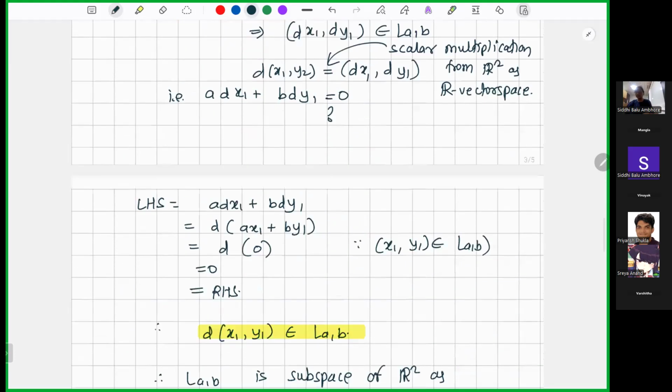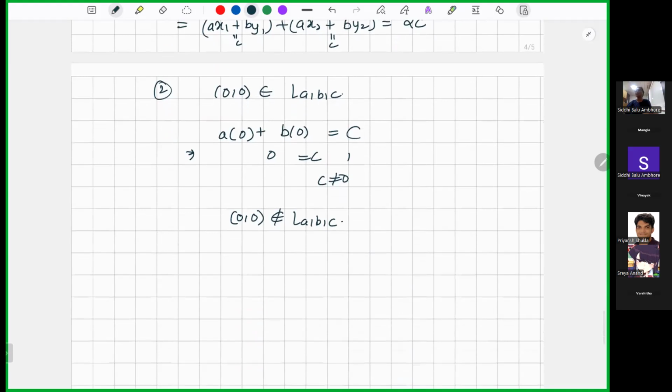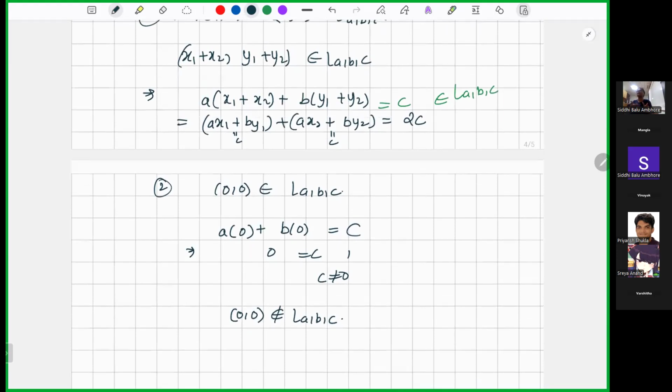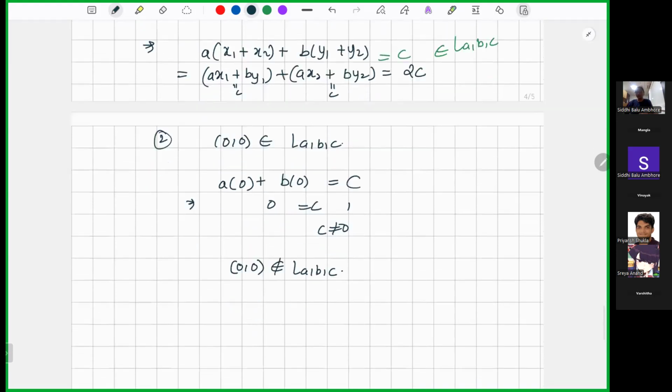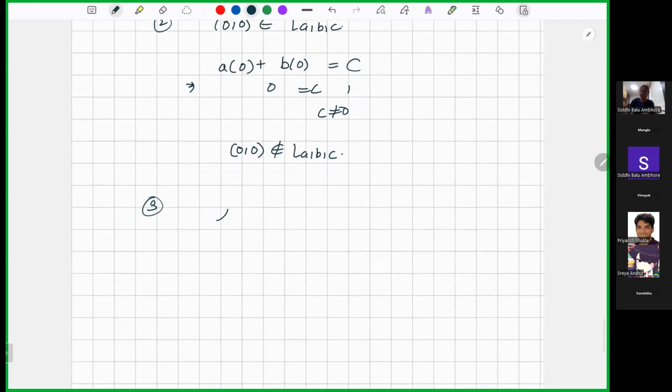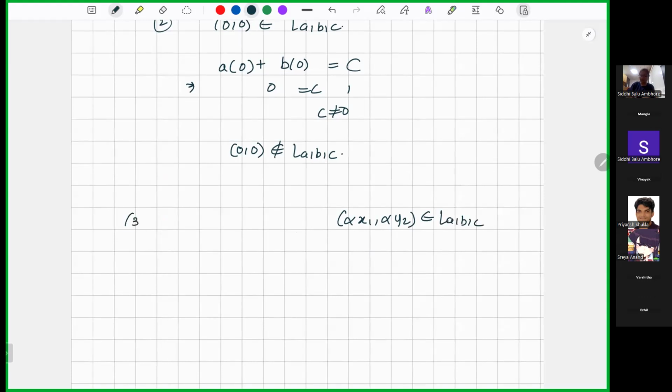And as pointed out, it is also not closed under addition, and you can also check that it is not closed under scalar multiplication, because if I take some non-zero scalar and multiply it, on the left hand side you will get some alpha times C, but on the right hand side you will still have C. So if we take alpha in R, then I want to check whether alpha x1, alpha y1 belongs to LABC, let me write properly, alpha belongs to R, and we have to check whether this belongs to LABC or not.